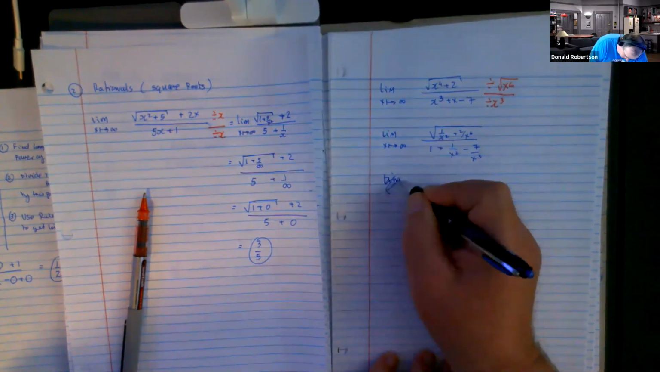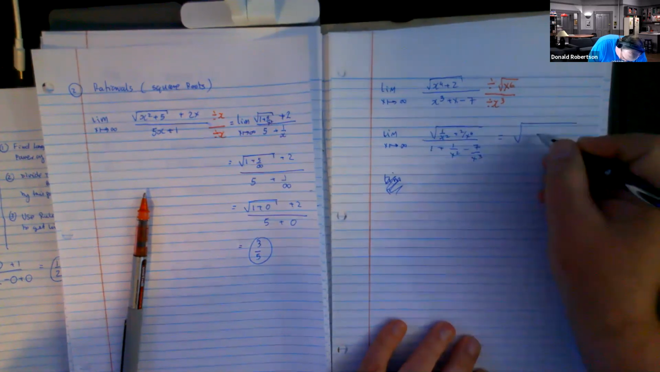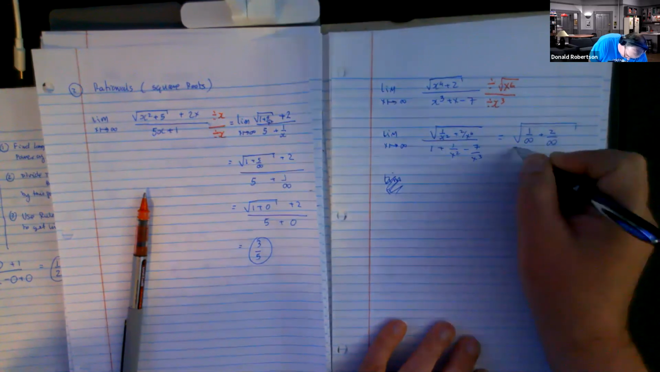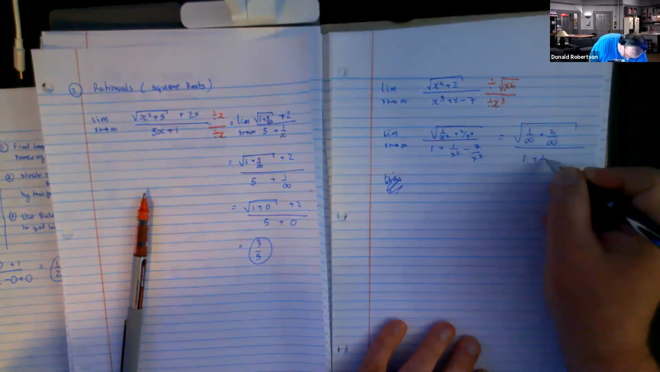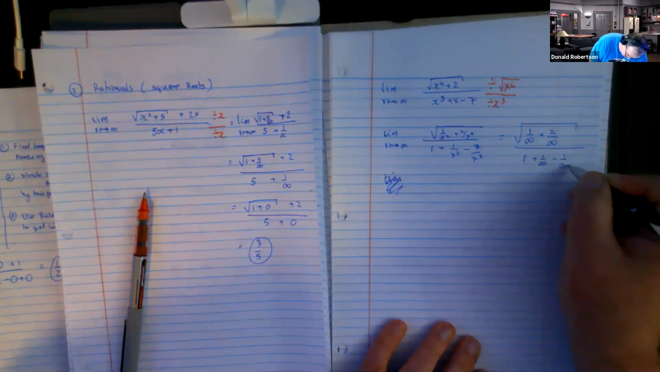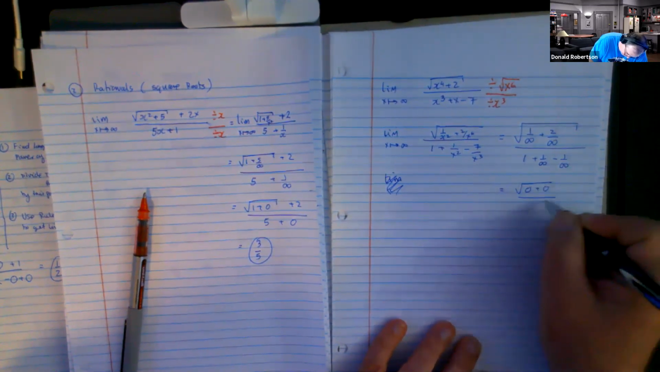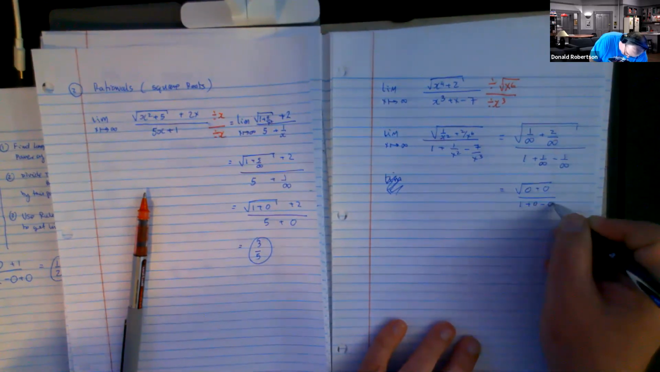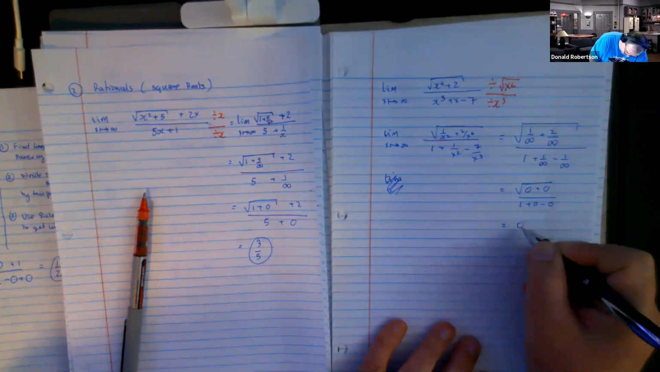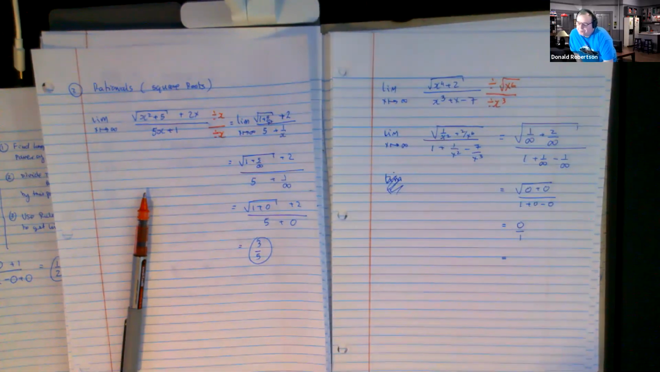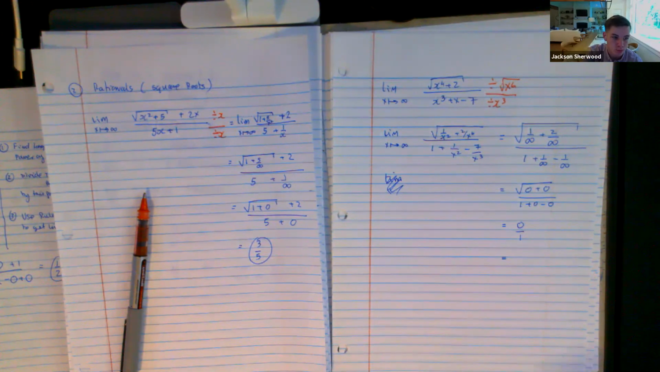Cool. Now I can do brute force. 1 over infinity, 2 over infinity. 1 plus 1 over infinity, take away 1 over infinity. Square root is 0 plus 0 on the top, and 1 plus 0, take away 0 on the bottom. And this guy is 0, and this guy is 1. What's the final answer? Zero. Correct.